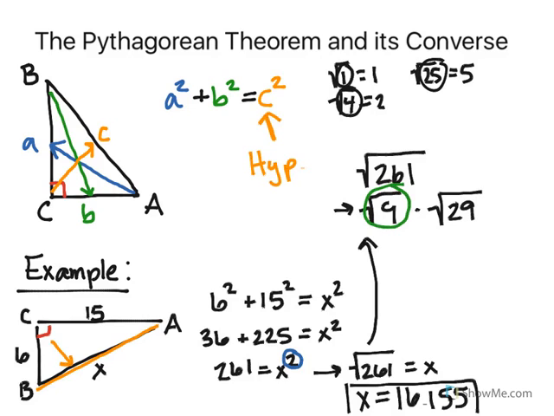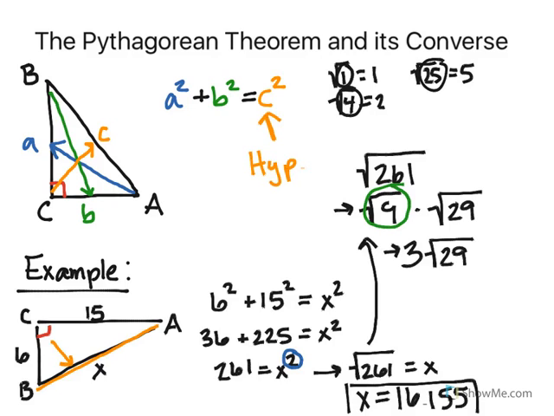The square root of 9 is 3. So I'm going to replace that with 3, and I'm just going to bring down the root 29. And I'm going to just continue this process until I can't do anything with what's under the square root anymore.